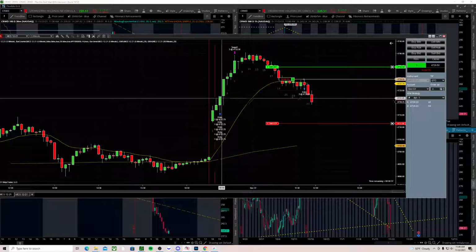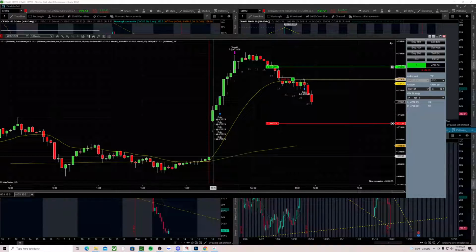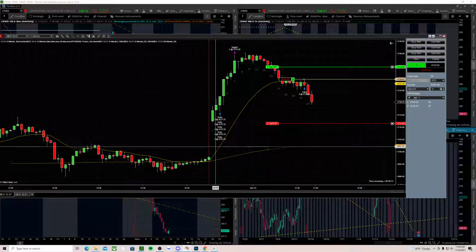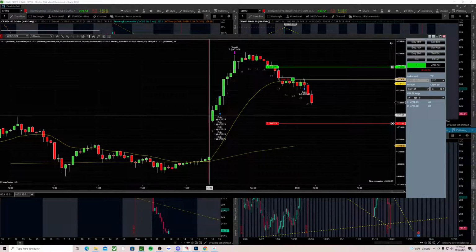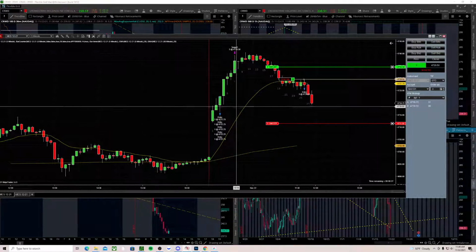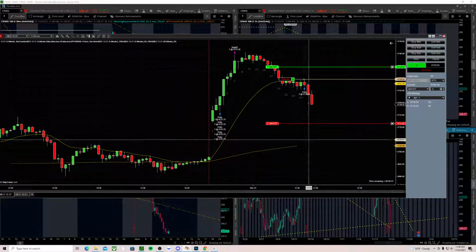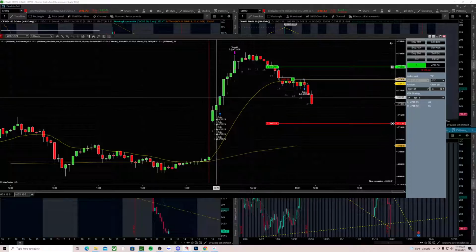I took it long here at the break of this, based on the fact that we had gapped up massively. I don't know whether I should put my stop there, but it doesn't matter. It's a paper trade. I'm not serious about this right now. This was the one I was more serious with.